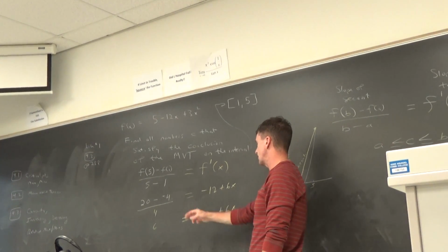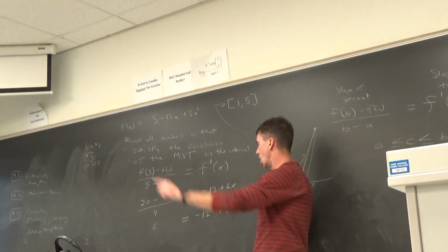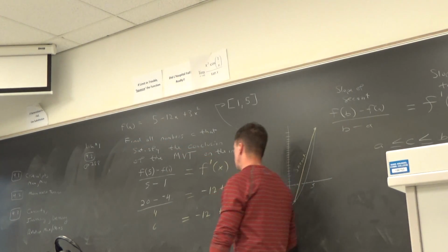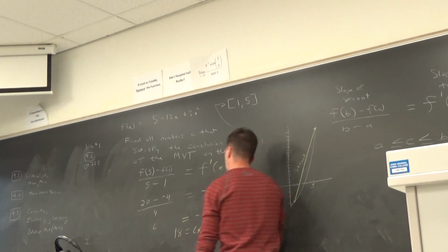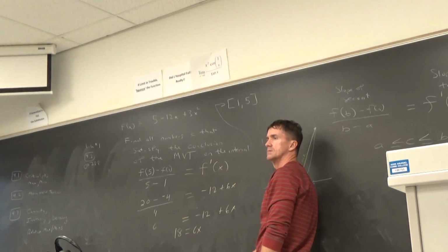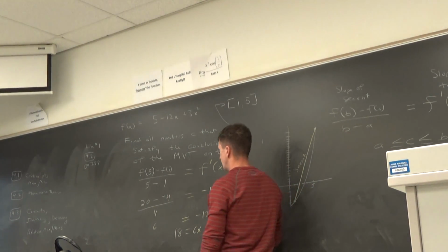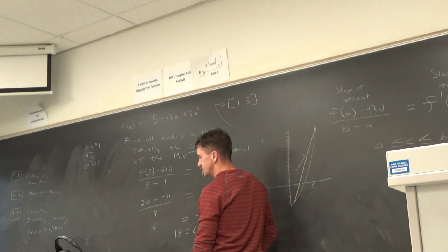Now, how do I get that off that side? What's 6 plus 12? 18. 18 equals 6x. What's x equal to? 3. And I'm laughing because isn't that dead center between the what?